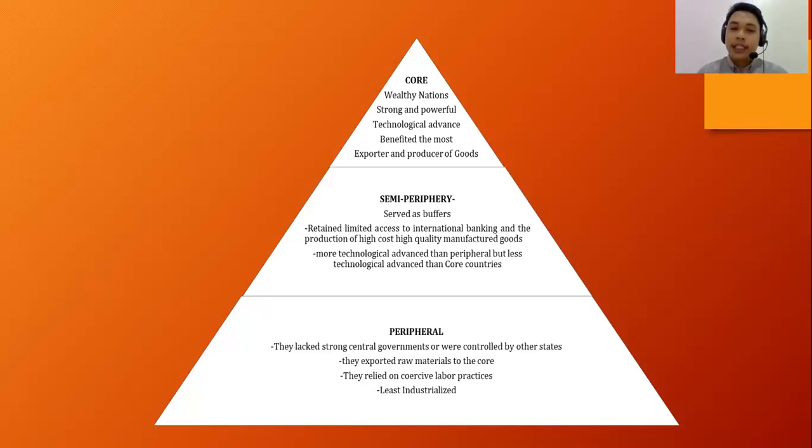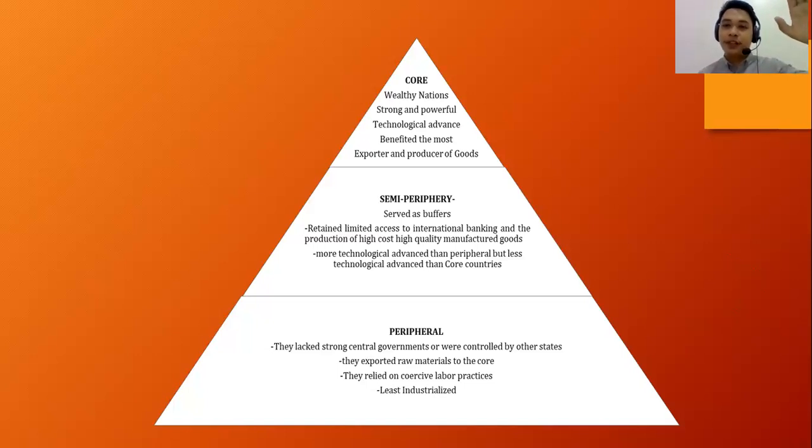Next is the peripheral countries. So they lack strong central government or were controlled by other states. They exported raw materials to the core and they relied on coercive labor practices, and they are the least industrialized country. So probably nagkakaroon po tayo ng classification na ito ay mga third world countries or mga developing din. So tulad ng Pilipinas, Indonesia, India, and some part of the African continent. So probably these are the peripheral countries na meron po tayo.